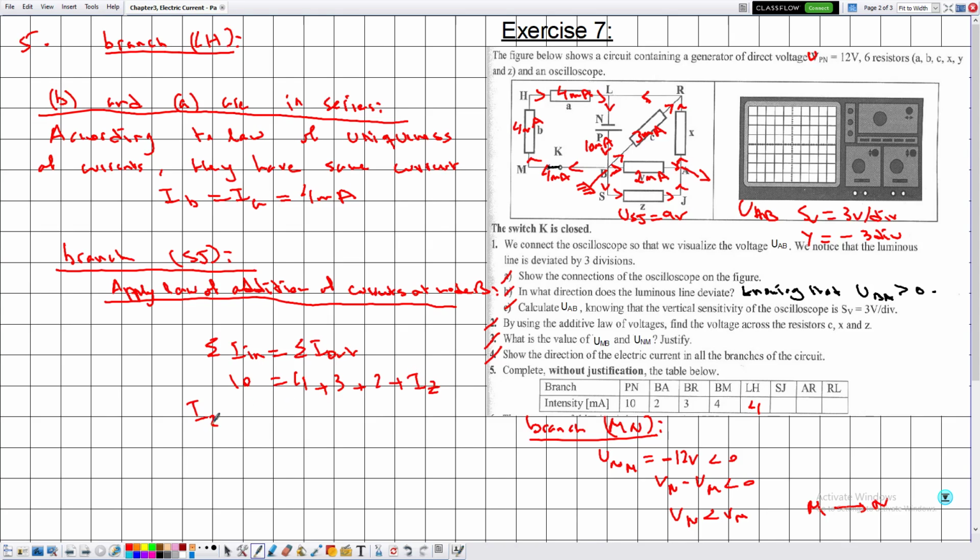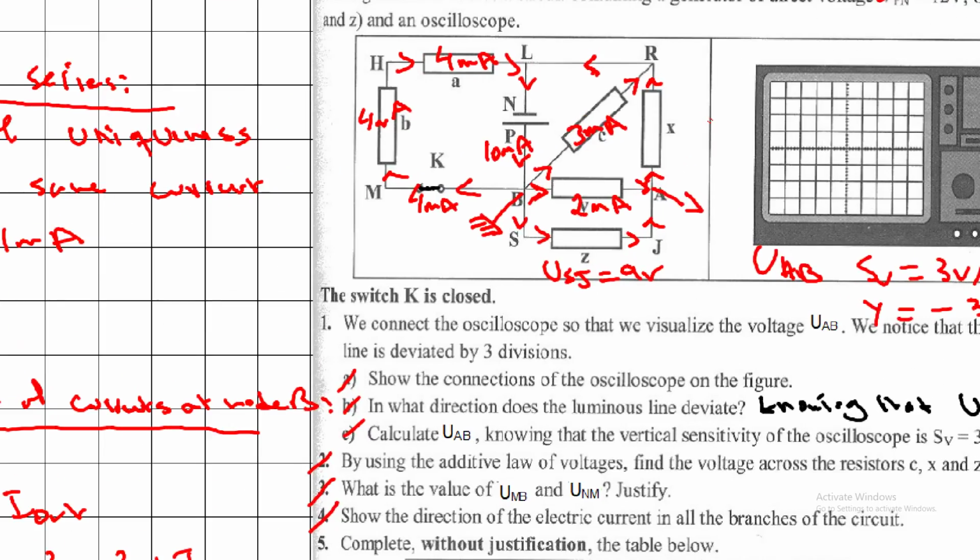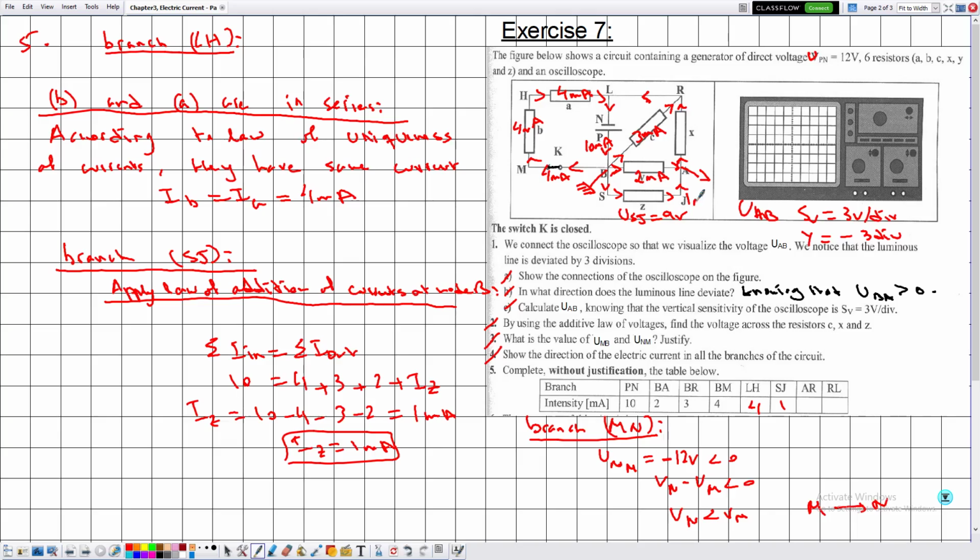Then I across the components is given by 10 minus 4 minus 3 minus 2, and as expected this must be positive because our directions are correct. So it's given by 1 milliamp. So IC is equal to 1 milliamp. Here no need to convert to SI because the table is being labeled by milliamps. So this is 1.